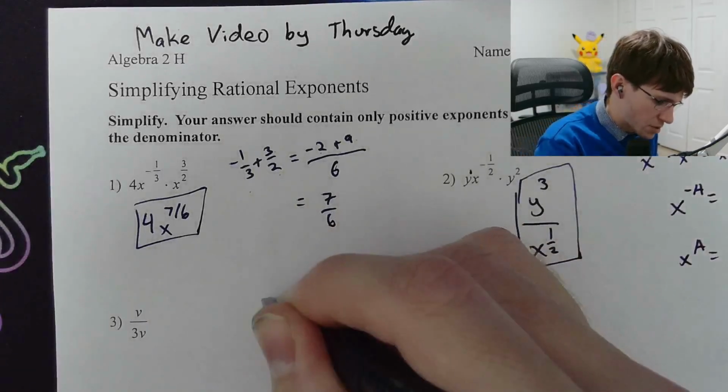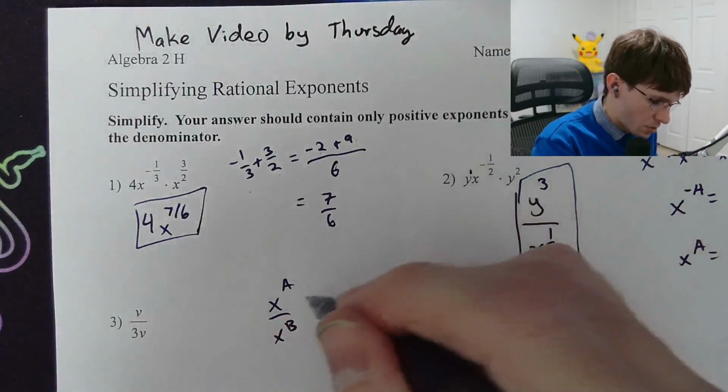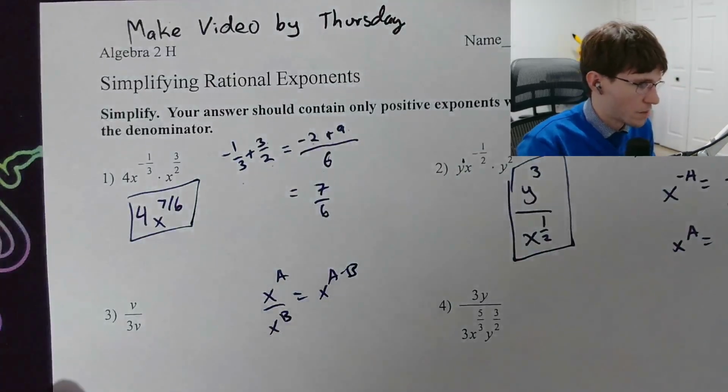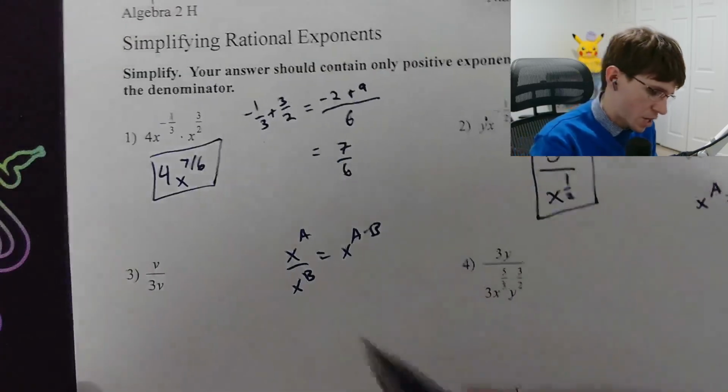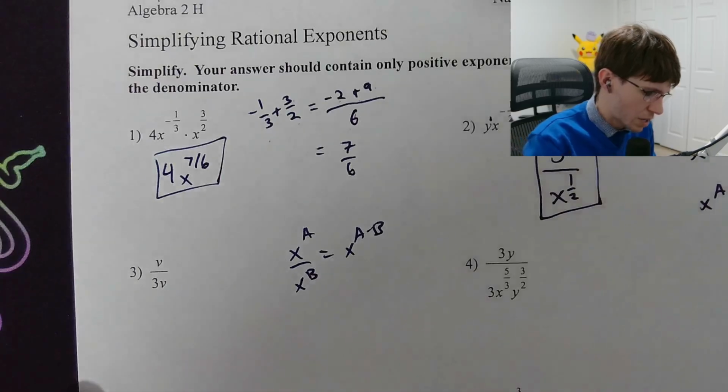Anytime you're dividing two things, if I have x to the a divided by x to the b, that's always going to be x to the a minus b. So in this case, we have 1 minus 1, which is 0. So it's kind of like there's a v to the 0, but v to the 0 doesn't need to be written because anything to the 0 power is 1.